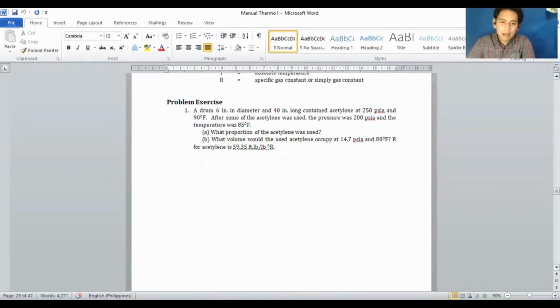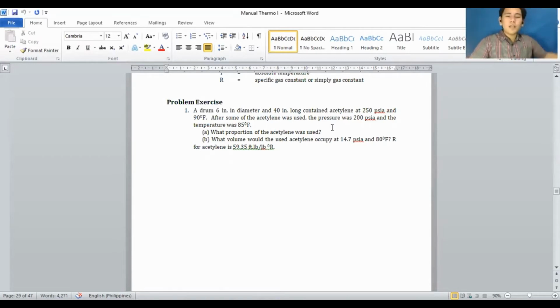Now, a drum 6 inches in diameter and 40 inches long contained acetylene at 250 psi and 90 Fahrenheit. After some of the acetylene was used, the pressure was 200 psi and the temperature was 85. Now, this is the question. What proportion of the acetylene was used?